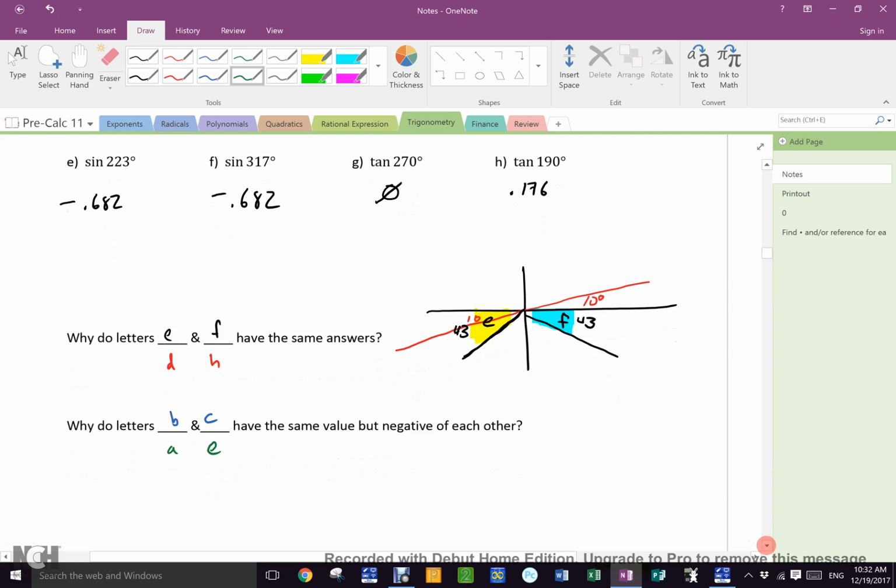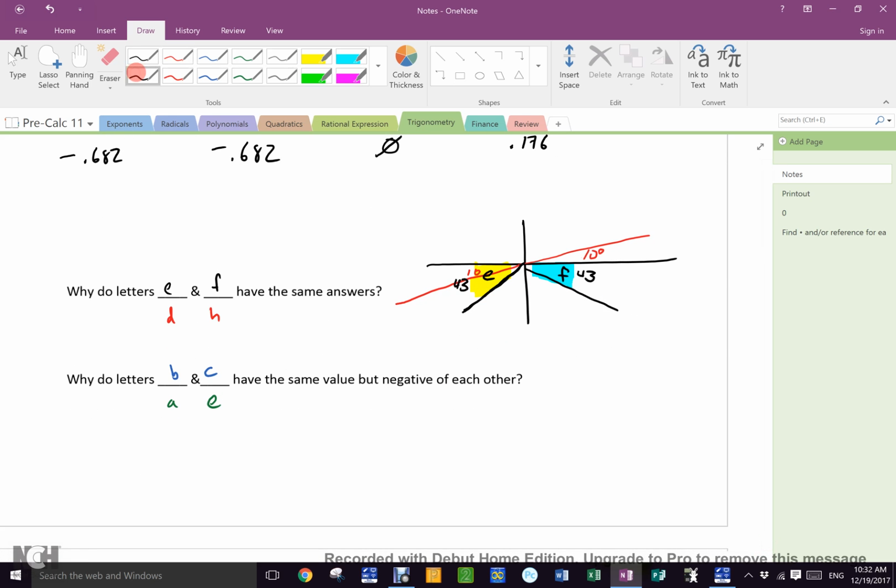Why is that? Go back to our quadrants. Where is B? Cos of 170. Where would that be? Right there, right? This is 10. This is 170. Where is C? Quadrant 4, down here, right? What's this? 10. What's this? 350.